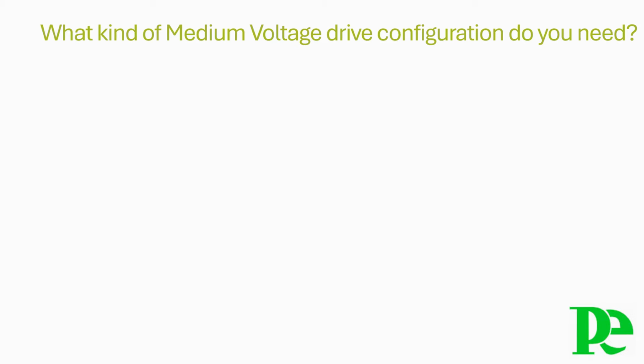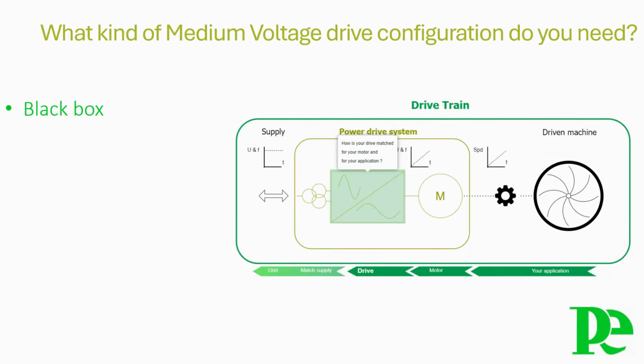So what kind of medium voltage drive configuration do you need? Look to the drive as a black box converter. On the input side, you have the grid supply with constant sinusoidal voltage and frequency, and on the output you want again a perfect sine with variable voltage, variable frequency this time. The ideal black box does not influence your grid supply and it delivers a pure sine wave to your motor. Now, what does it take to deliver such superb power quality and why does it matter?